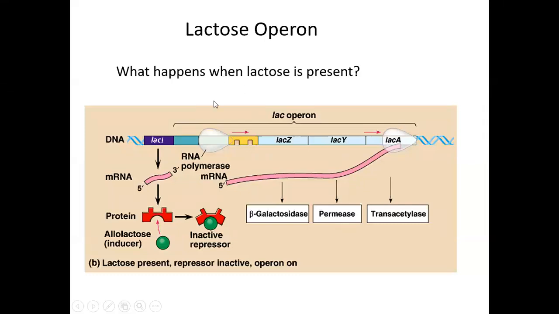So what happens when lactose is present? We'll see here. Here's your repressor protein. Without lactose, that repressor is going to fit right on the operator. Only when there is that inducer, in this case it's lactose, it pulls it off, you can express the genes. It makes sense. You only want to make enzymes to break down lactose if lactose is available.